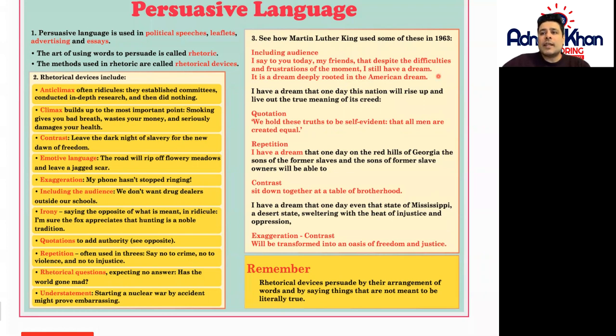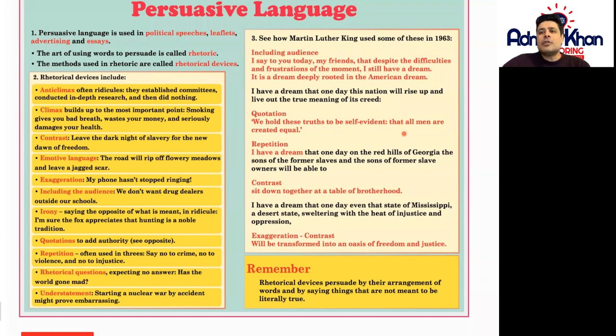See how Martin Luther King used some of these in 1963. Let's have a look at some of these quotations. Martin Luther King was around in the 1950s and 60s. And he was actually a father of the American nation, whereby he was fighting for civil rights for Black people in America. So he was fighting for equal rights for all Black people in America in the 60s.